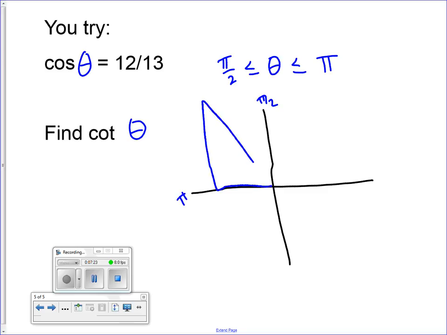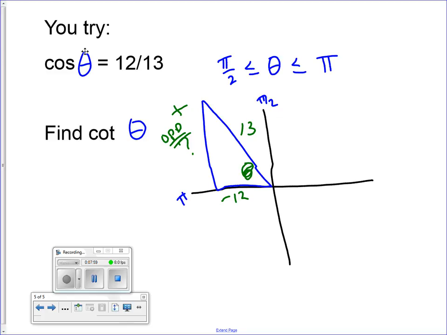Remember, one leg is always on the x-axis. Theta is the angle by the origin. Cosine is adjacent over hypotenuse. And in quadrant 2, the x's are negative. So now you're going to do the Pythagorean theorem to figure out this missing side. It is the side that is opposite of theta. It needs to be positive because it's above the x-axis.